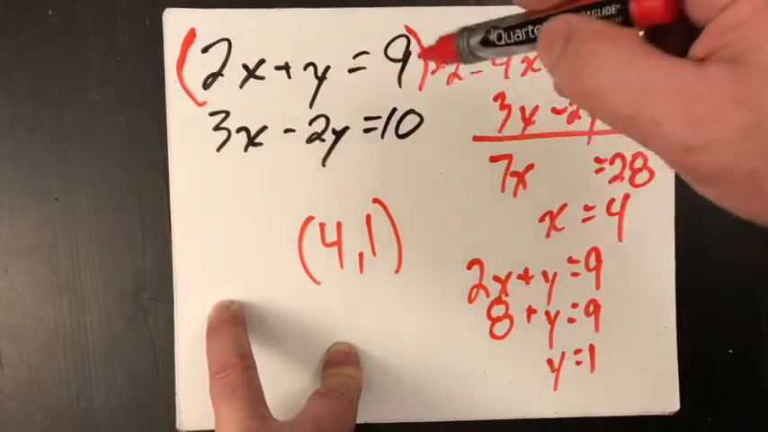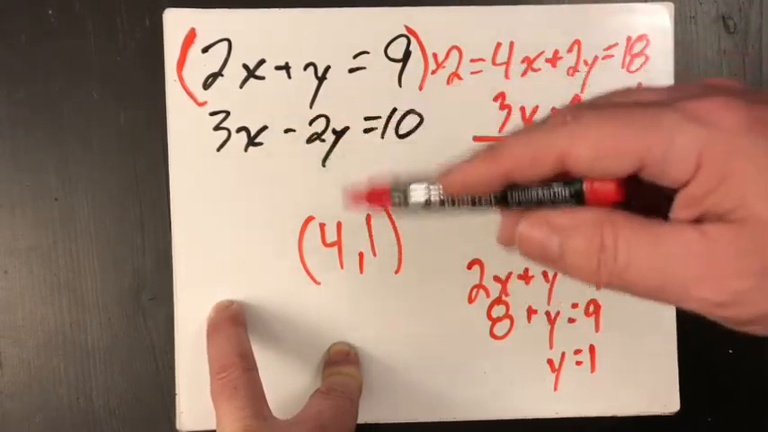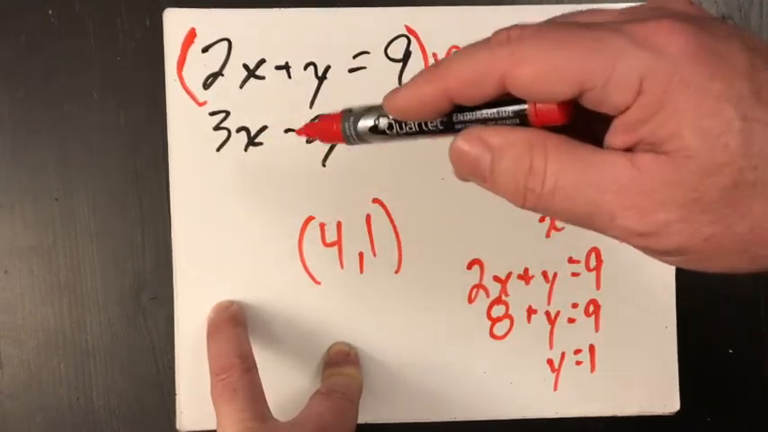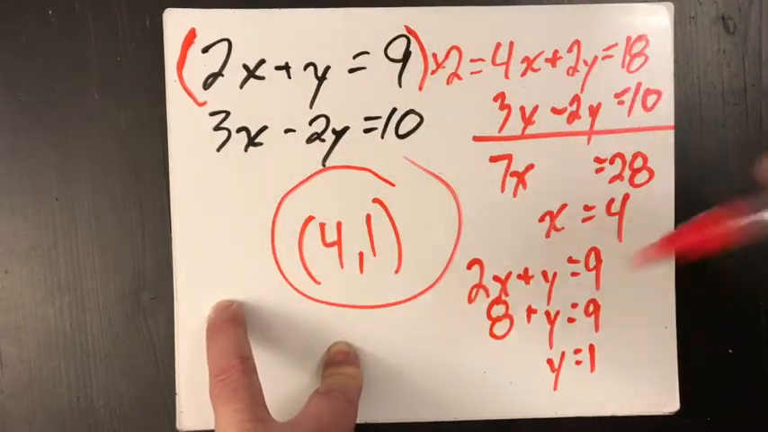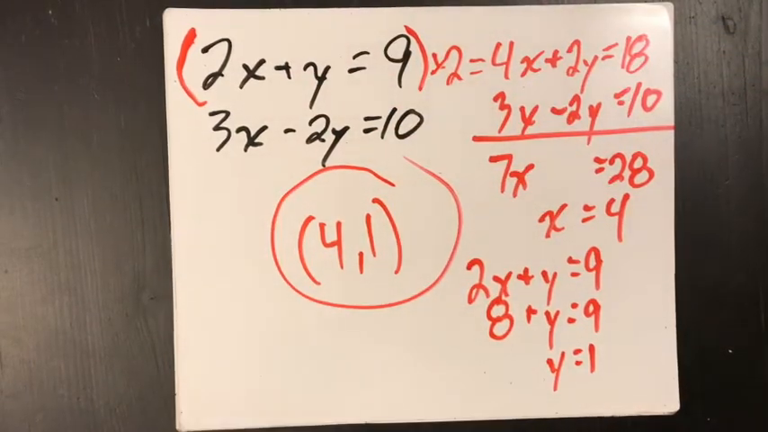That's 8 plus 1 is 9. Let's check it in the bottom equation as well. That would be 12 minus 2. Yep, that equals 10. So not only have we written a solution, but we've actually checked it.